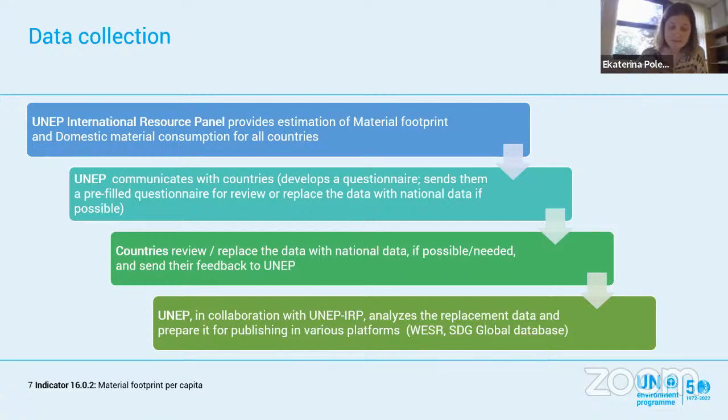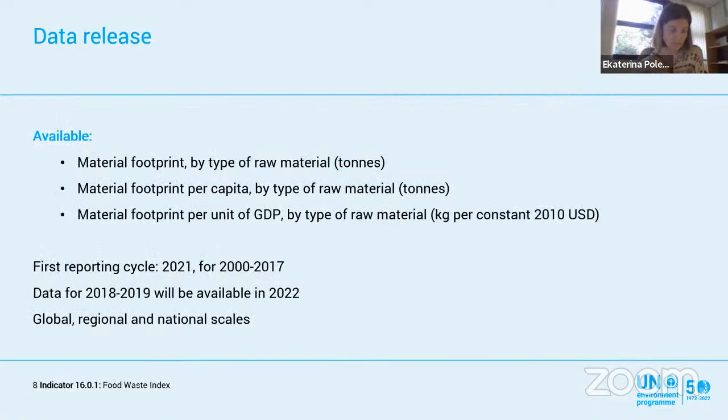Countries review, replace the data with national data if possible, and send the feedback to UNEP. UNEP, in collaboration with UNEP IRP, analyzes the replaced data and prepares it for publishing in various platforms, such as UNEP World Environment Situation Room, SDG Global Database, and others. Next slide, please. All data is available. You can find time series for material footprint by type of raw materials in tons, material footprint per capita by type of raw material in tons, and material footprint per unit of GDP by type of raw material.